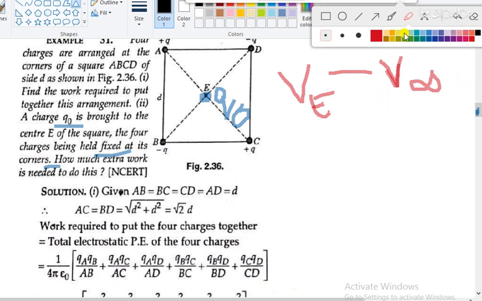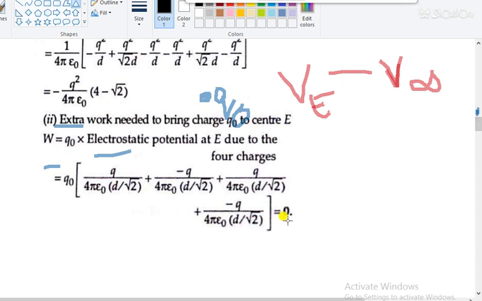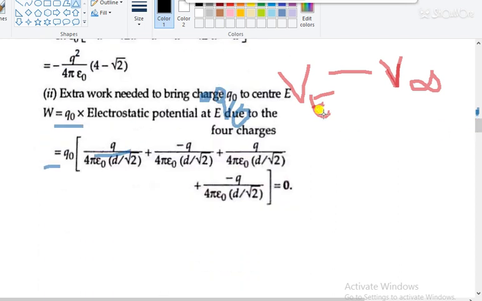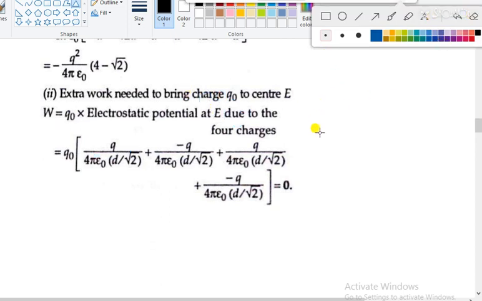You can see here that the potential at E is 0. Whenever two negative charges and two positive charges are there, the potential at E is 0. So this was the concept, and as the final potential is 0 and initial potential is also 0, the amount of work done for bringing this charge from infinity to point E is 0. So I have to take the marker. Okay, so it is 0.